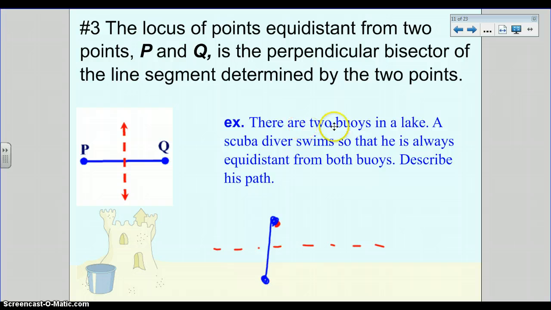So an example would be there are 2 buoys in a lake, so we have buoy 1 here and buoy 2 here. A scuba diver swims so that he is always equidistant from both buoys. Well, that equidistant line is the perpendicular bisector of the line that connects the 2 buoys, so this dashed line. So his path would be a straight line, which is at any point equidistant from both buoys because it's the perpendicular bisector. So think back to isosceles triangles. We know that equidistant on both sides means that this is the perpendicular bisector of the base.